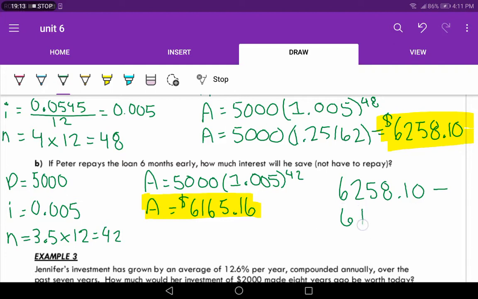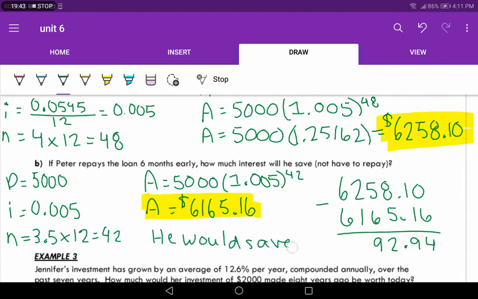subtract the amount if he does it early, and obviously you guys would just use a calculator here. I'm just setting it up. Okay, and then you can just use your calculator, which is going to tell you that the difference is $92.94. So as a concluding statement, he would save $92.94, okay, if he repaid the loan 6 months earlier.